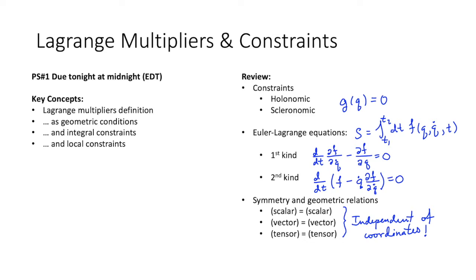Today we're going to be talking about Lagrangian multipliers and how to use them to impose constraints, both in general maximization, minimization problems, but then specifically in problems that we're going to be writing down and solving using variational principles.